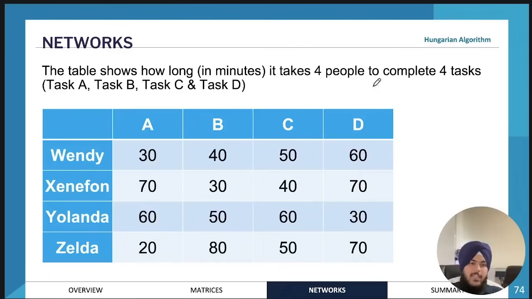So for example, in this table over here, we have 4 people that are working on a project, and the project has 4 tasks, and the time taken by each person in minutes is listed here. So Wendy can do task A in 30 minutes, whereas she can do task B in 40 minutes, task C in 50 minutes, and task D in 60 minutes. And we'll use the Hungarian algorithm to work out the optimal allocation.